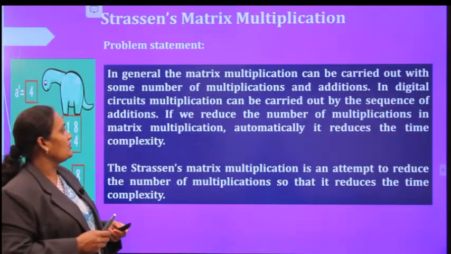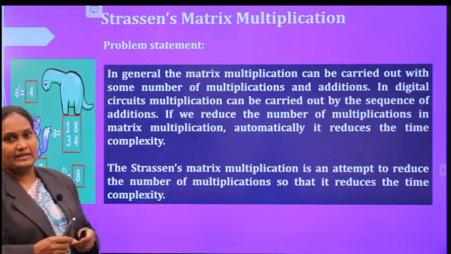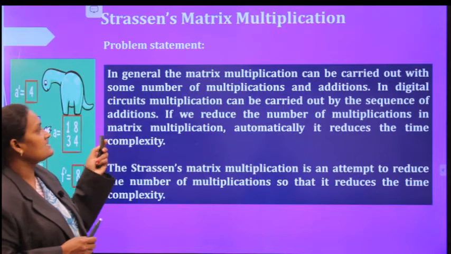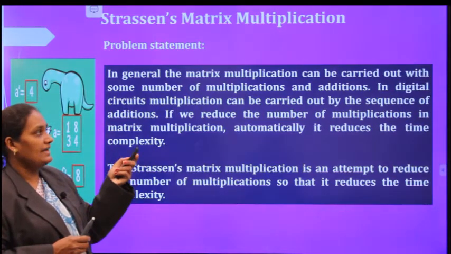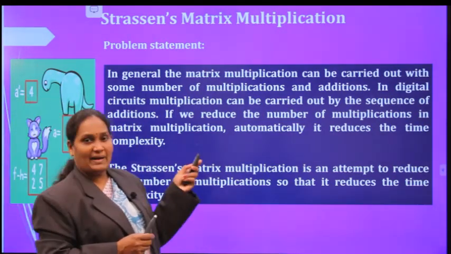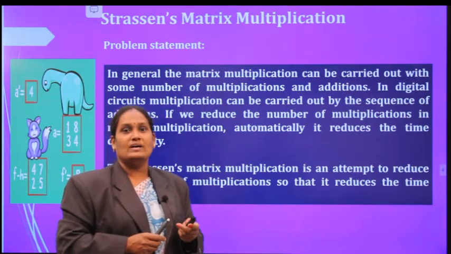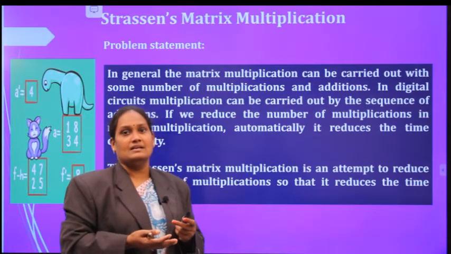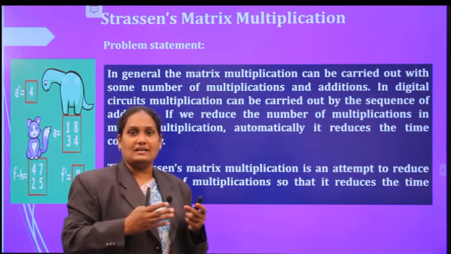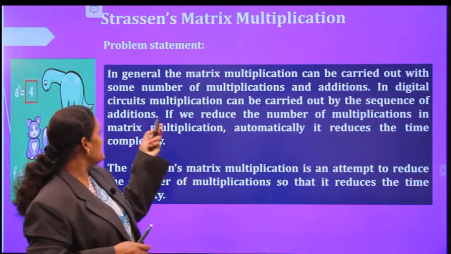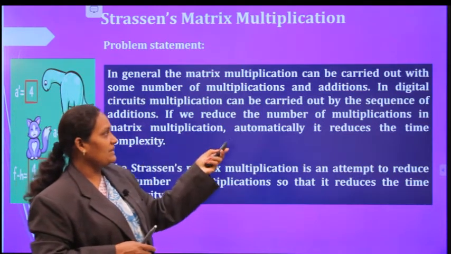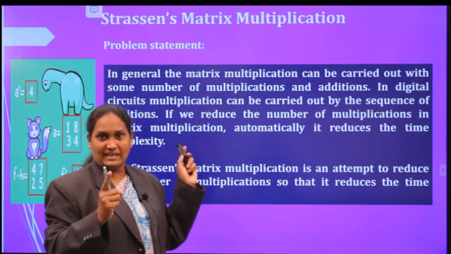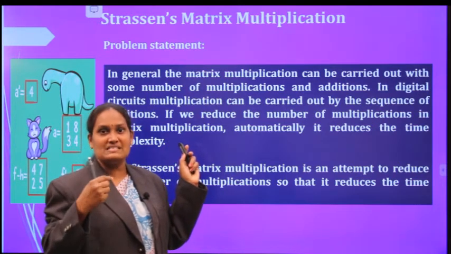What is the problem statement? In general, matrix multiplication can be carried out with some number of multiplications and additions. If you observe the matrix multiplication process, we do some number of additions and some number of multiplications to complete that particular matrix multiplication. In digital circuits, the multiplication can be carried out by a sequence of additions. So, if you want to do one multiplication, that can be carried out by a sequence of additions.